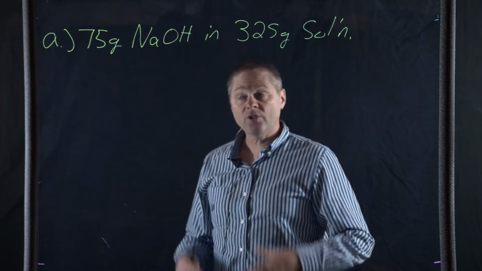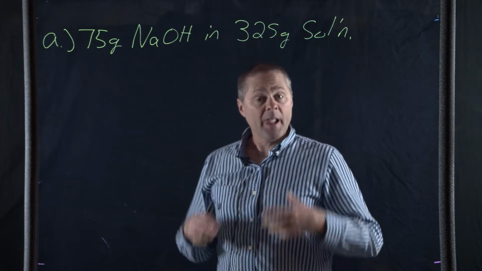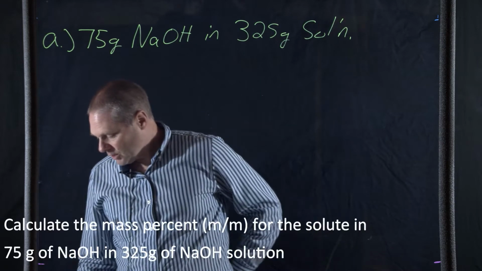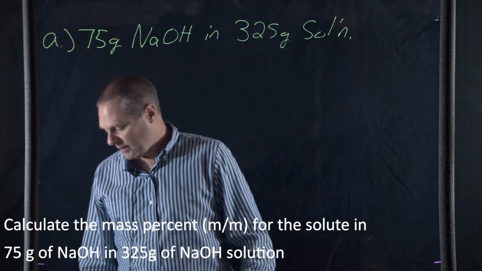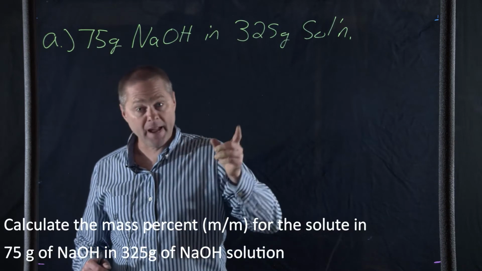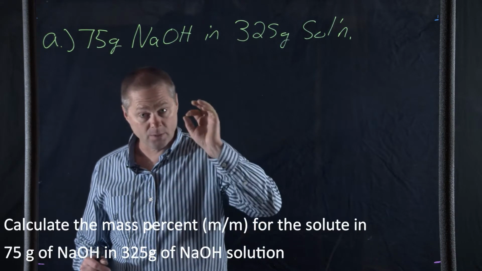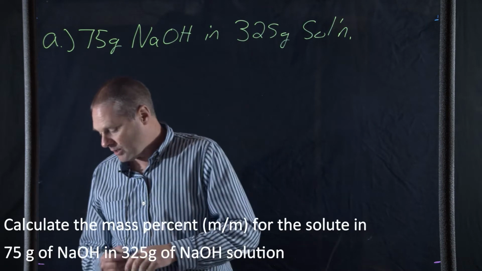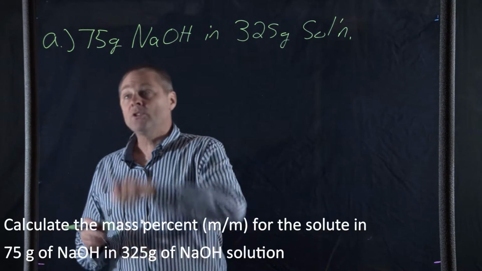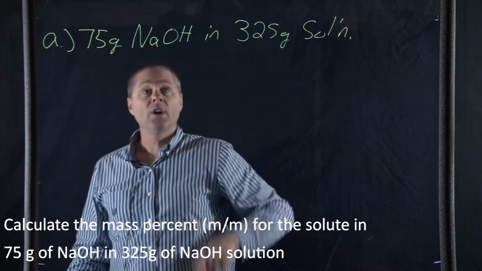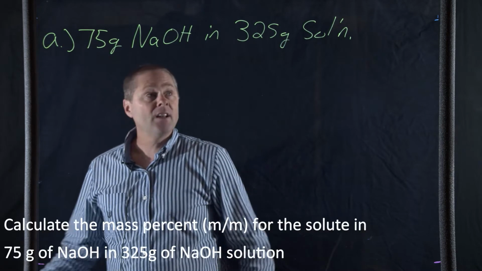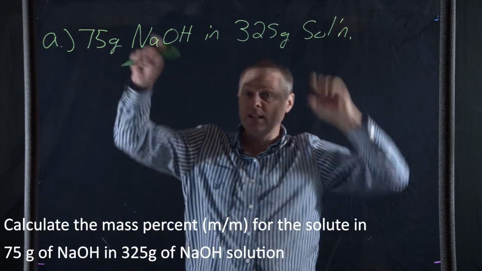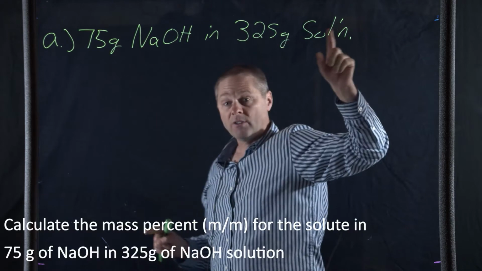In this next question, we're still going to be working with concentrations. This question asks, calculate the mass percent. So that's going to be mass per mass, right? The mass of the solute over the mass of the solution in each of the following. In the first one, we have 75 grams of sodium hydroxide in 325 grams of solution. That solution is going to contain the sodium hydroxide as well as the water.